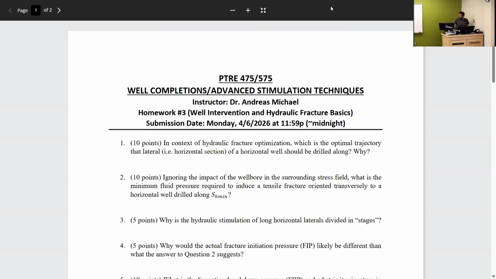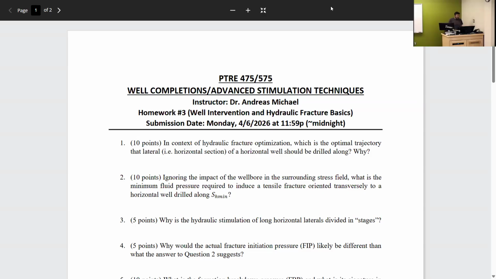Due on Monday, April 6, 2026. For 10 points, in the context of hydraulic fracture optimization, what is the optimal geometry trajectory that the lateral, i.e. the horizontal section of a horizontal well, should be drilled along, and why? We have been talking about this during the lectures, that it's even mandated by law in Louisiana to drill your well in this direction. And there is a reason for that. So 10 points for that.